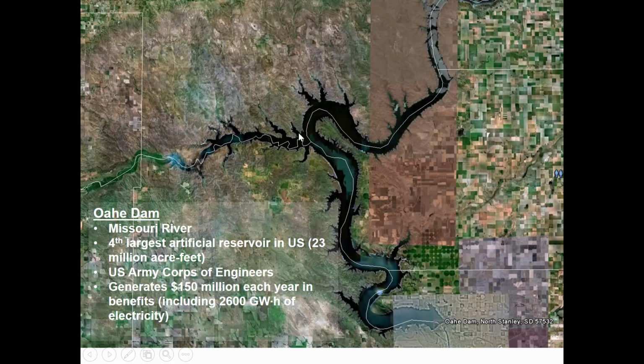So the Oahe Dam, you can see here, an unusually flat surface in an otherwise very meandering and irregularly shaped channel. It's the 4th largest artificial reservoir in the United States. It's damming the Missouri River. And the way that really large bodies of water are quantified is in terms of acre feet. And that might be a unit of measurement that you're not acquainted with.